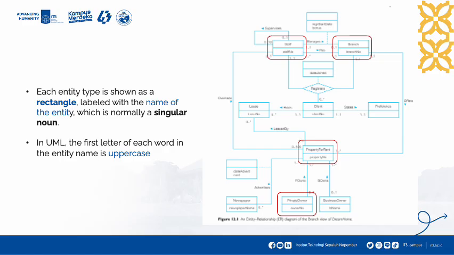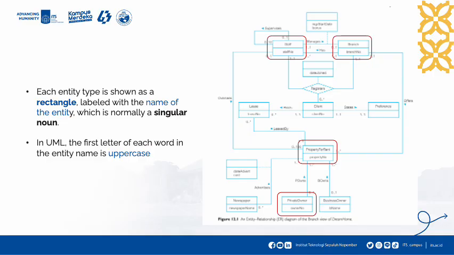So a database normally contains many different entity types. For example, in the pictures on the right, there are some entity types called Staff, Branch, PropertyForRent, and PrivateOwner. Each entity type is shown as a rectangle and labeled by its name. Staff, Branch, PropertyForRent, and PrivateOwner are the names of the entities, and usually we use a singular noun to name the entity.